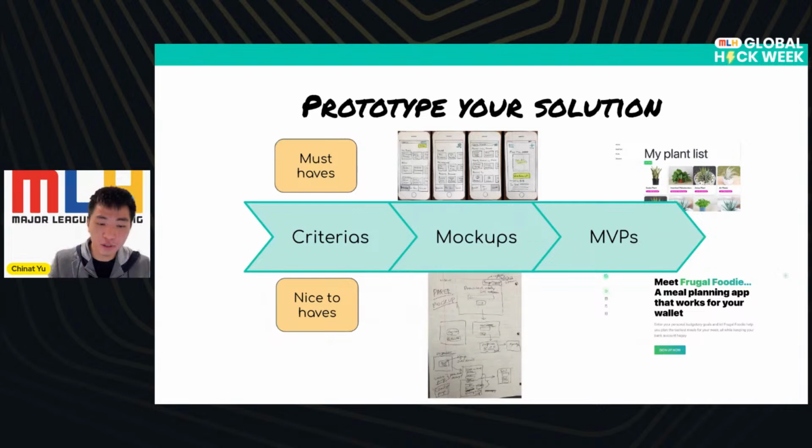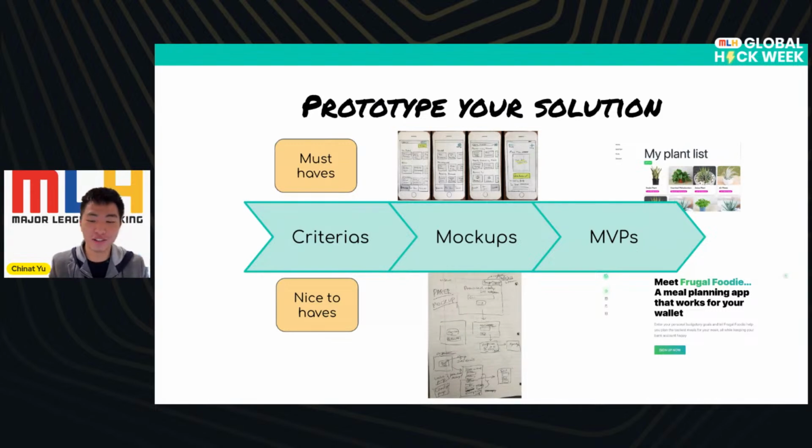And so in terms of prototyping your solution here, you want to think about it in three steps. Once you understand the problem and come up with a solution, you want to be clear about the core criteria that you want to prove and validate for your audience. In terms of criteria, they're usually split into two buckets. Some are must-have, some are nice to have.